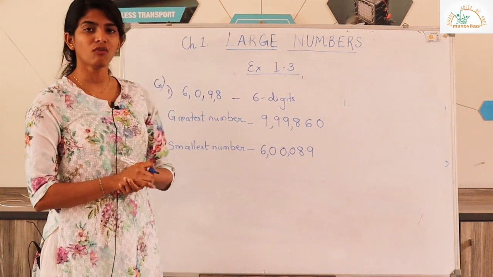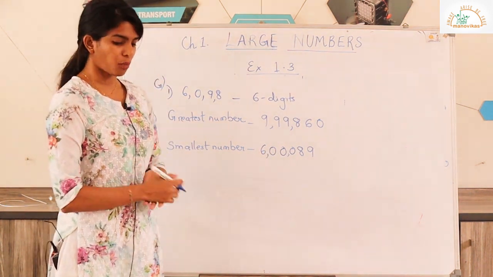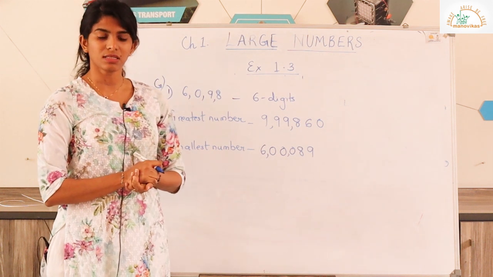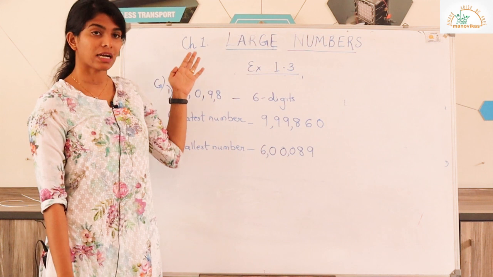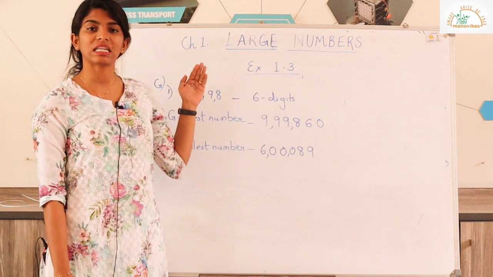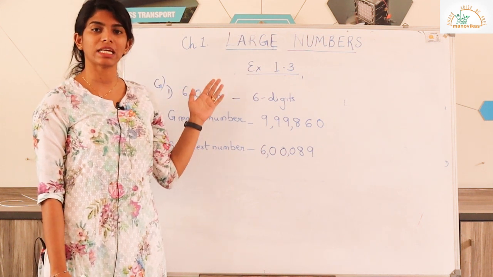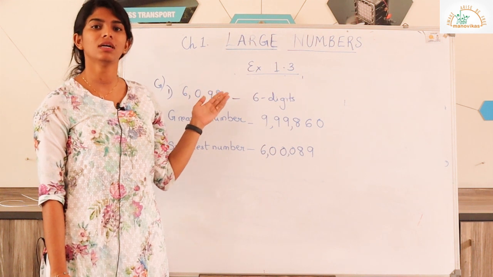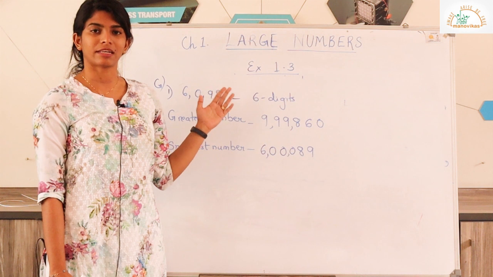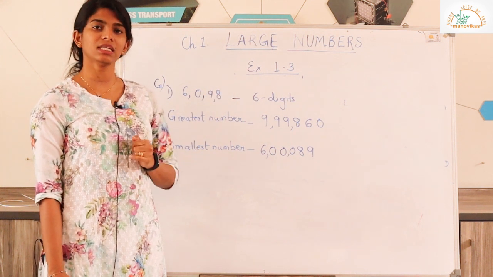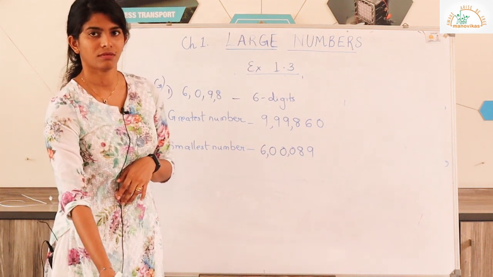Okay, this is how we have done the topic, comparing numbers. We learned how to compare large numbers. Then we learned how to repeat digits and make the greatest and smallest number. And also we have learned how to write the greatest and smallest number without repeating digits. So thank you. Have a nice day.